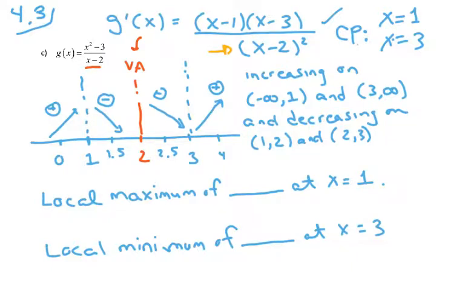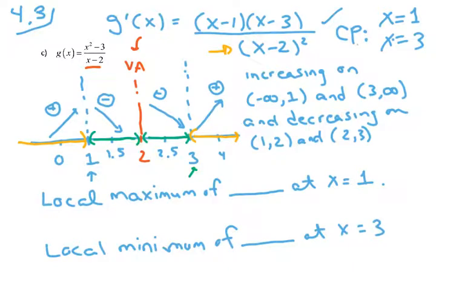We're increasing from negative infinity to 1 and from 3 to infinity. And then we're decreasing from 1 to 2 and from 2 to 3. The test intervals, if you do it this way, give you a nice visual. I can see that at x equals 1, I have a local maximum, because my graph is increasing, then I have a horizontal tangent, and then my graph is decreasing. Likewise, I can see that at x equals 3, I have a local minimum.